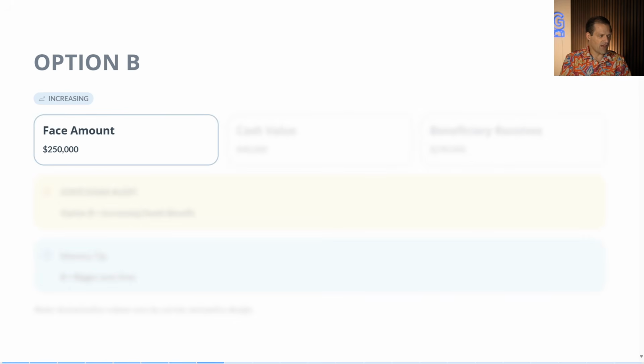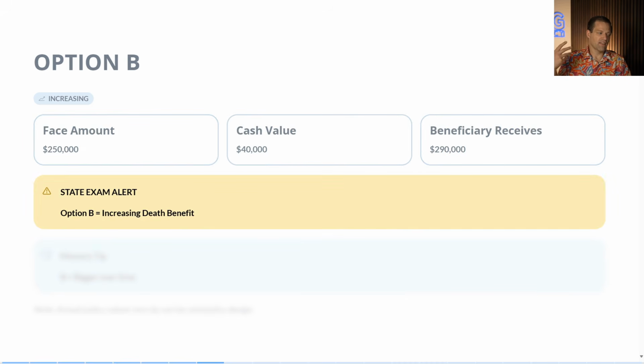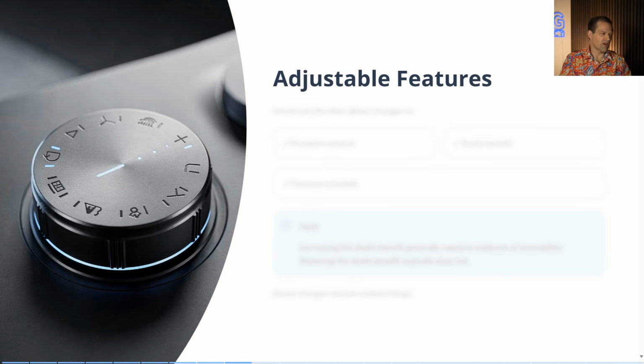Option B, you have increasing. So you have the face amount and the cash value, and the beneficiary receives $290,000. So option B is an increasing death benefit. Okay, so option B means bigger over time. Remember that. So again, all of this depends on the actual carrier.